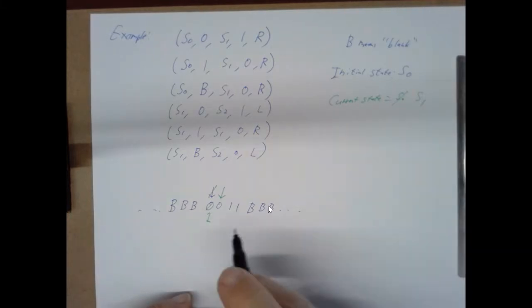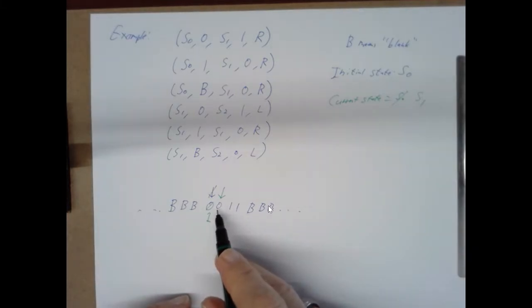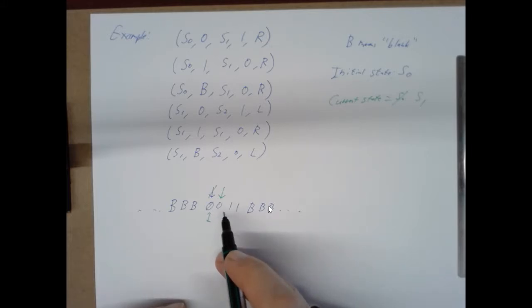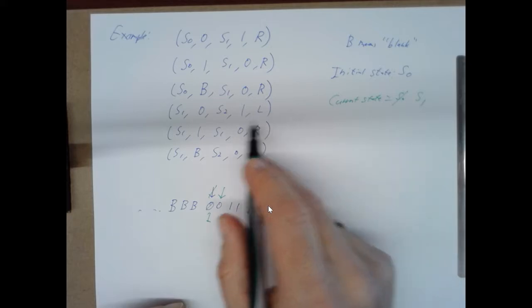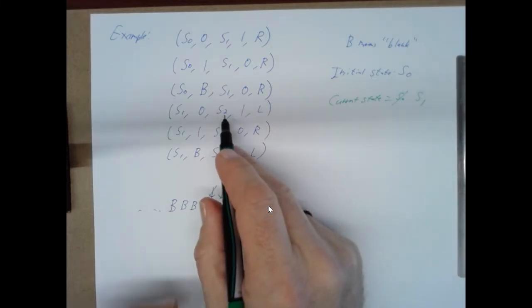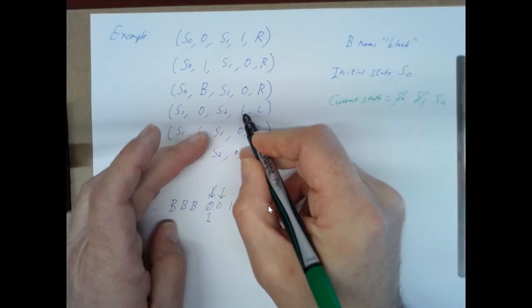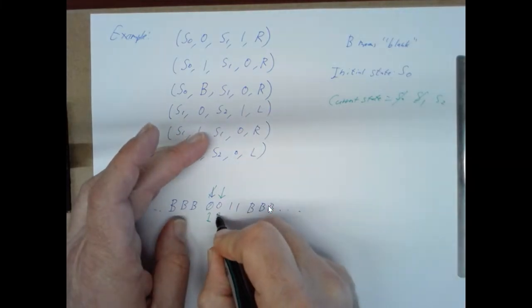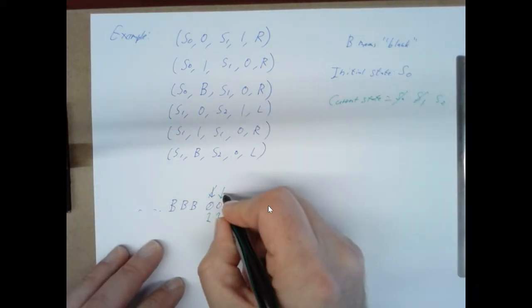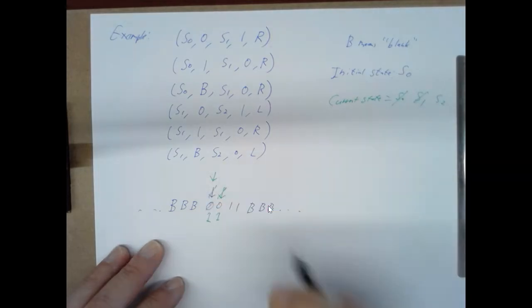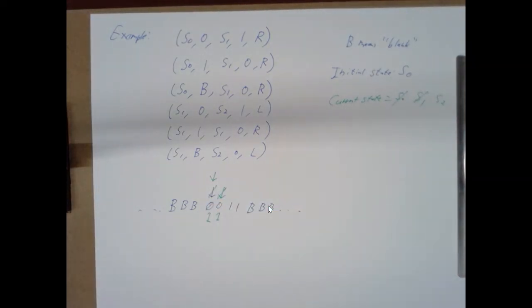So we're in state S1 and there's a 0 under the head. Is there a rule for that condition? Yes. It's this rule right here. You're in S1 and there's a 0. It says we should change to state S2. We should write a 1 under the head. And we should move to the left. So we come back to sitting right here.